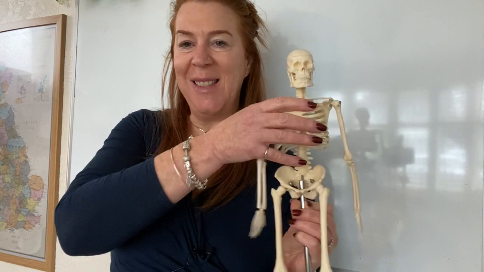And another function: in the cancellous bone, the spongy bone, has bone marrow, and it produces red blood cells and some white blood cells as well. A bit wobbly, my old skeleton. As well as calcium, it also stores phosphorus. Okay, so let's have a look.